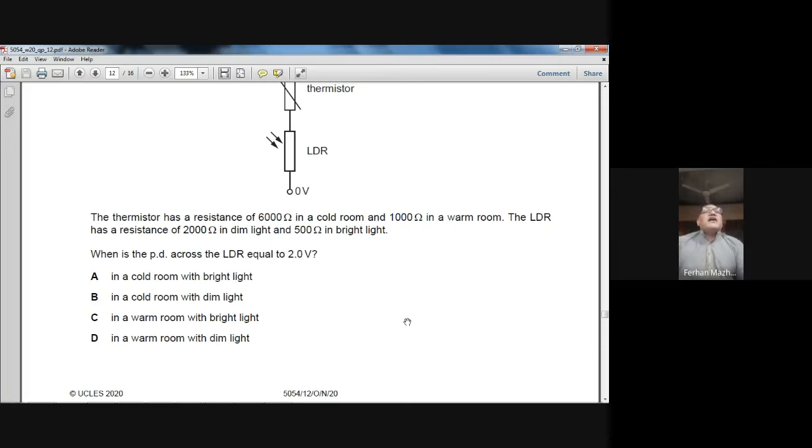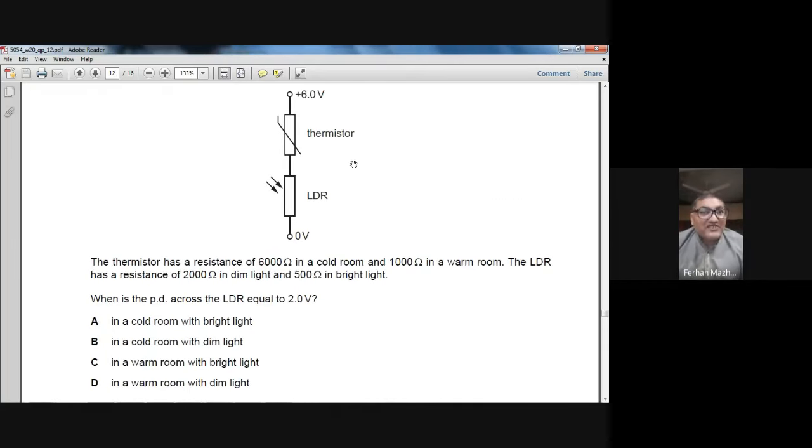The resistance of the LDR, whatever it is, the thermistor resistance should be double of that. Why do I know this? Because the LDR is taking 2 volts. From the battery, 6 volts are coming. If the LDR is taking 2 volts, the thermistor will take 4 volts. The more the voltage it is taking, the higher its resistance is. If the LDR is taking 2 volts, thermistor is taking 4 volt, it means the resistance of the thermistor should be double the resistance of the LDR.